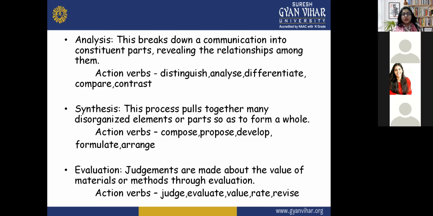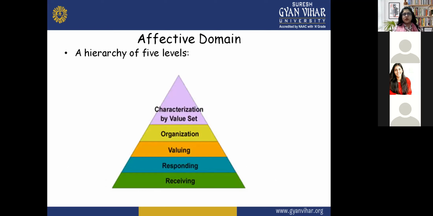Then come to evaluation, the highest part of the cognitive domain. Judgments are made about the value of materials or methods through evaluation. Action verbs: judge, evaluate, value, rate, revise. I repeat: judge, evaluate, value, rate, revise. If your child values something after your teaching, then it means he has learned the evaluation level of the cognitive domain of Bloom's taxonomy. Okay, so this was the cognitive domain of Bloom's taxonomy.